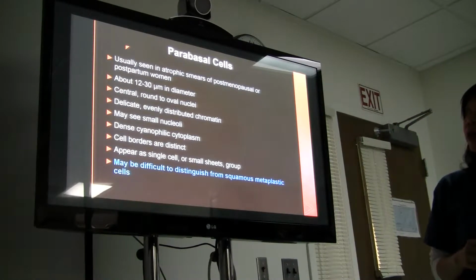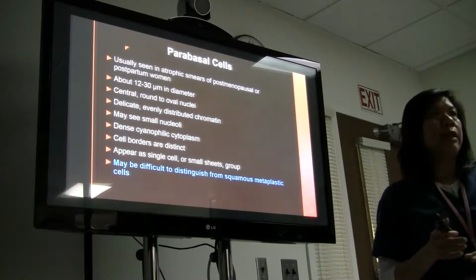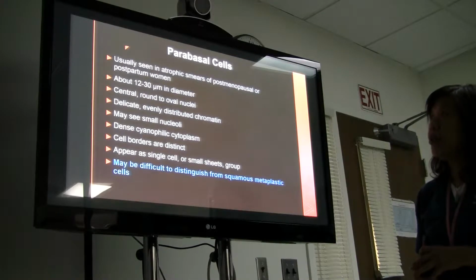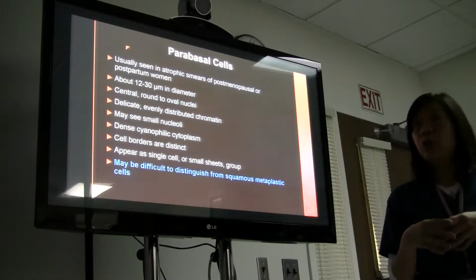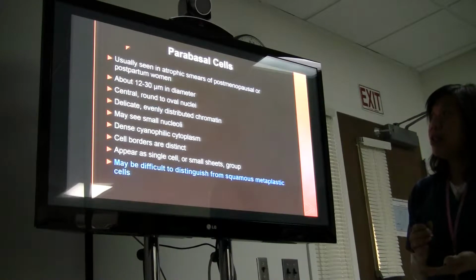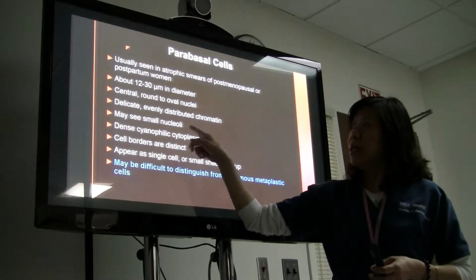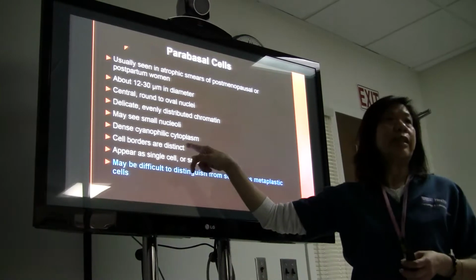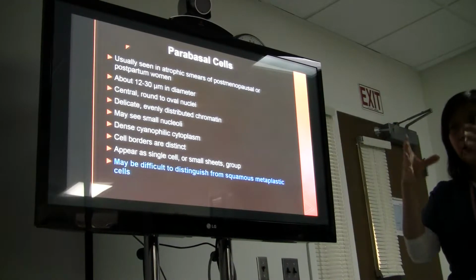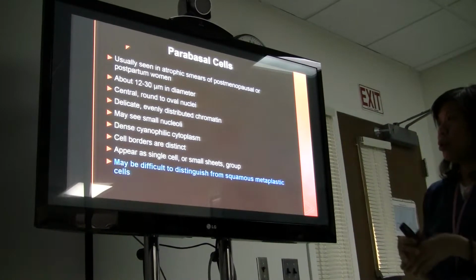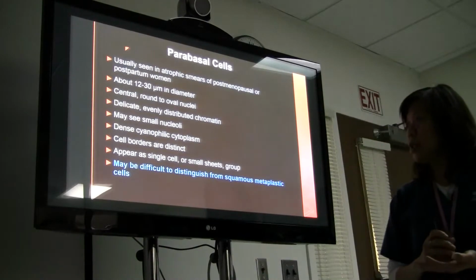They are slightly bigger, with a size range between 12 and approximately 30 micrometers. Again, they usually have a central nucleus, round to oval in shape, very delicate chromatin, and dense bluish cytoplasm. Cell borders are more distinct with the parabasal cells. The cells have started to mature, so you can see here's cell number 1, here's cell number 2. They also appear as single cells or in small sheet groups.